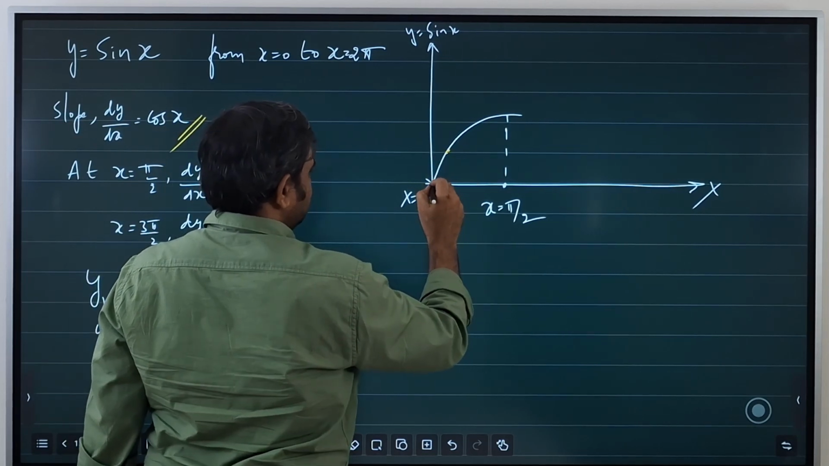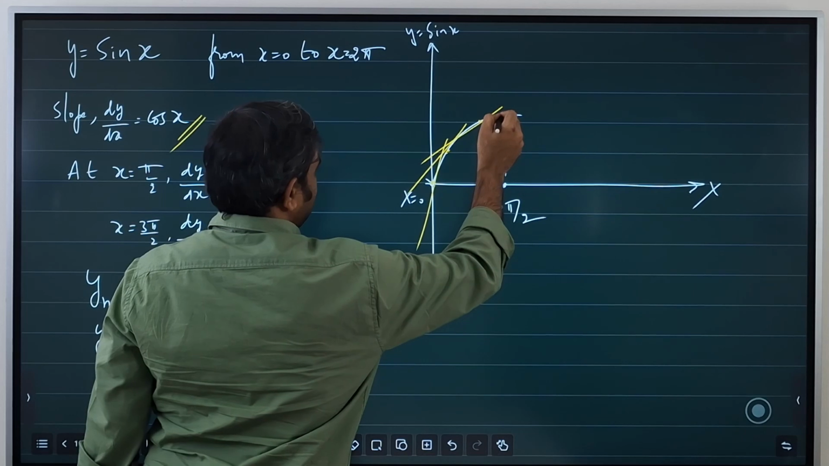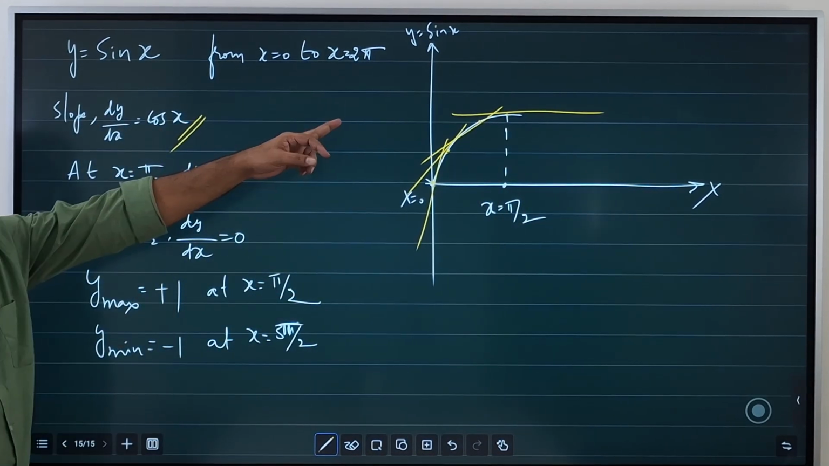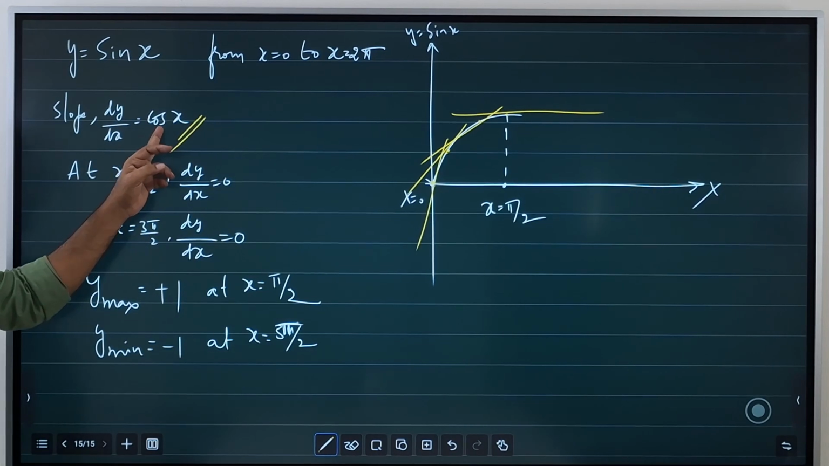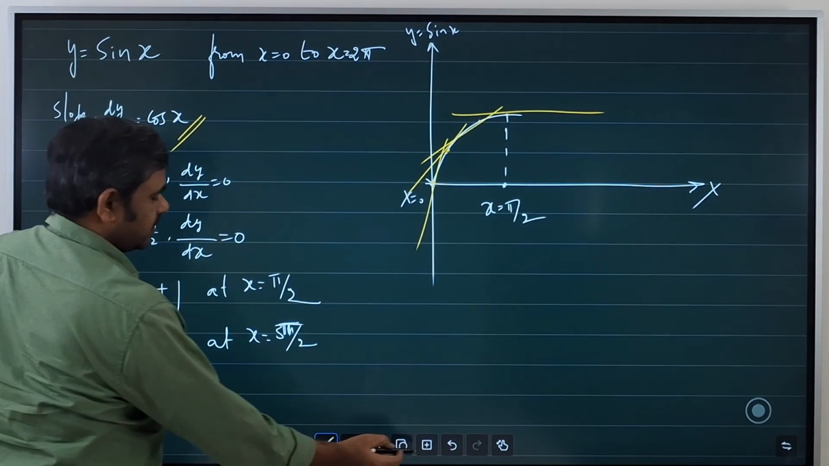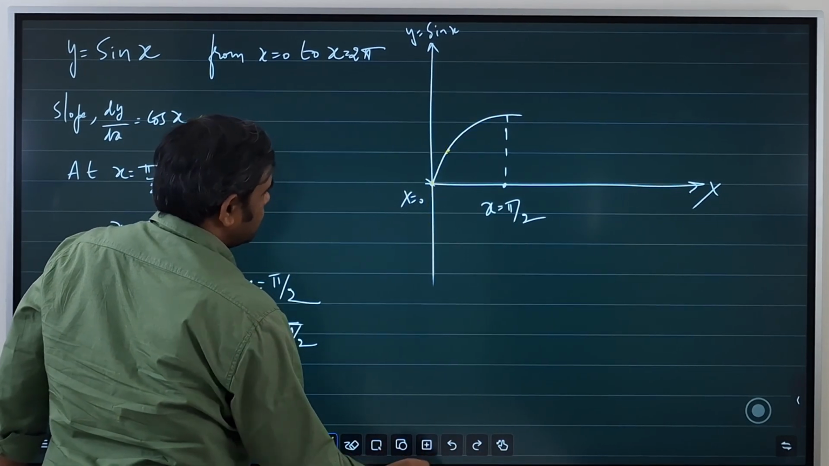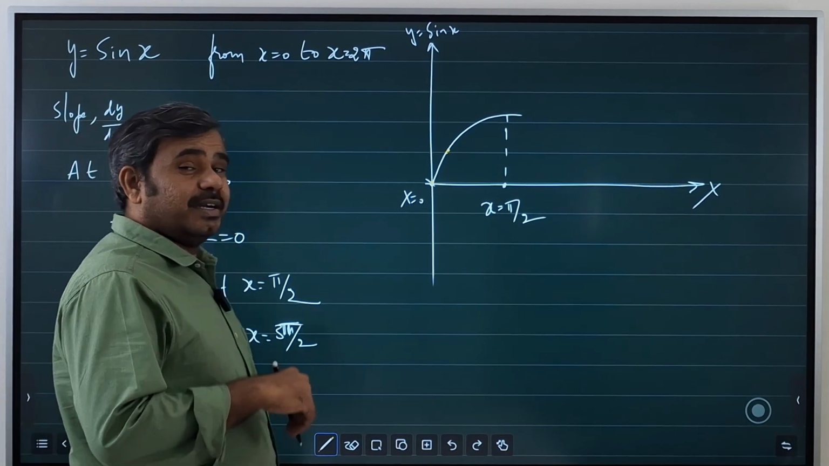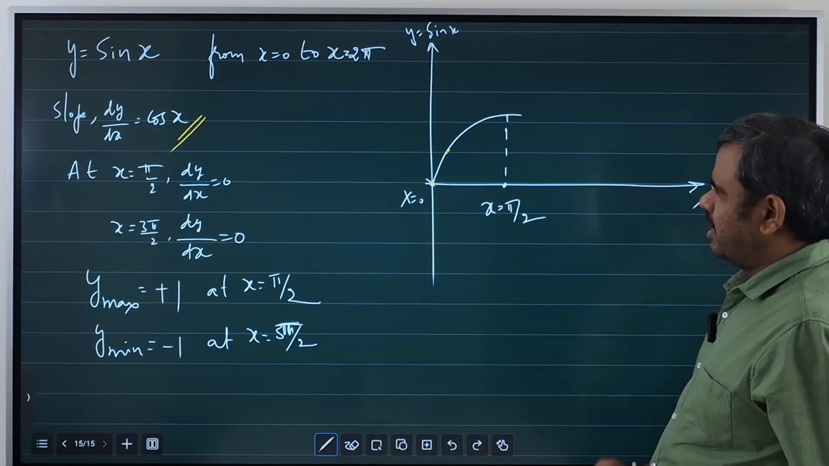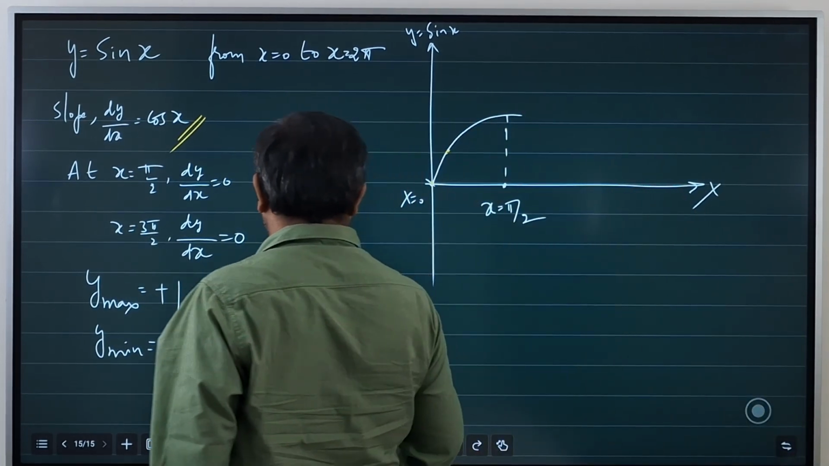Slope is maximum at x is equal to 0. Slope decreases. Draw a tangent. Keep drawing a tangent. Slope becomes 0 at 90 degrees. That means cos x becomes 0 at 90 degrees, pi by 2 radians. So slope is decreasing. Sin x is increasing, but sin x is increasing at decreasing rate. As x increases from 0 to pi by 2, y increases at decreasing rate.